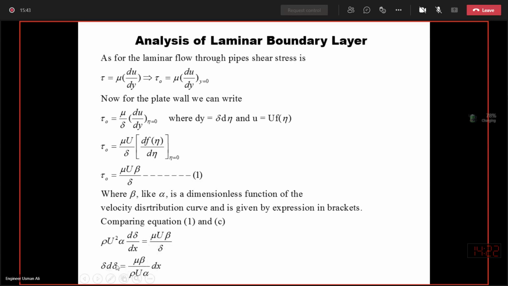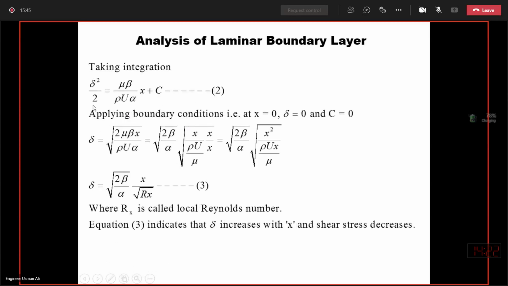Further, if you take the integration on both sides, you can write del square by 2 is equal to mu beta over rho u alpha into x plus c, because it is an indefinite integral. So the constant of integration will also appear in this case. Now if you apply the boundary conditions, that is, when x is equal to 0, at the leading edge, the thickness of the boundary layer is also 0. If you put this information in equation number 2, x is 0, so c will also be 0. So putting this boundary condition in equation 2, we get c is equal to 0.